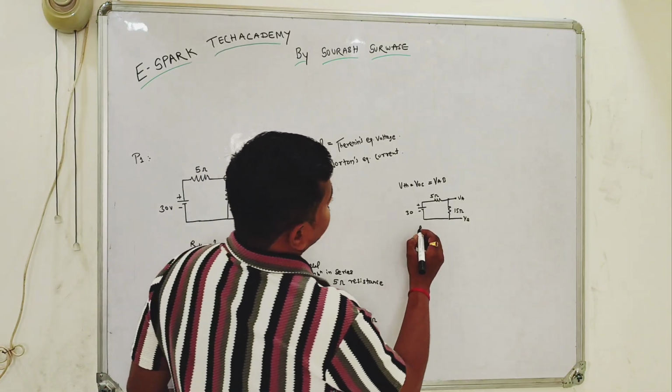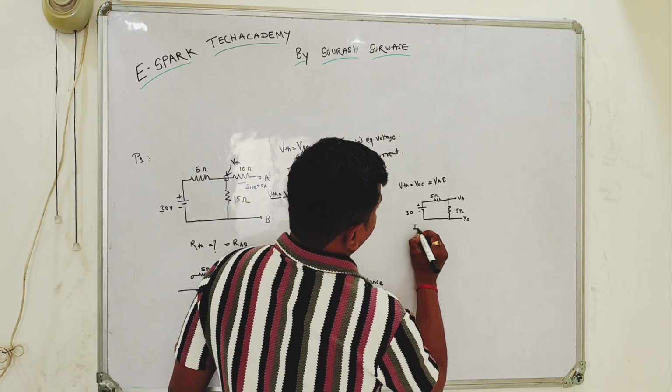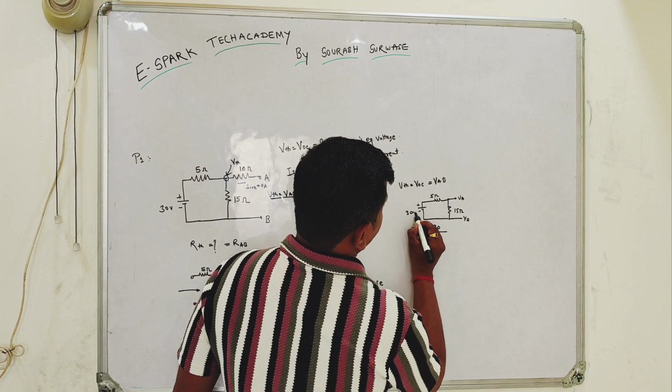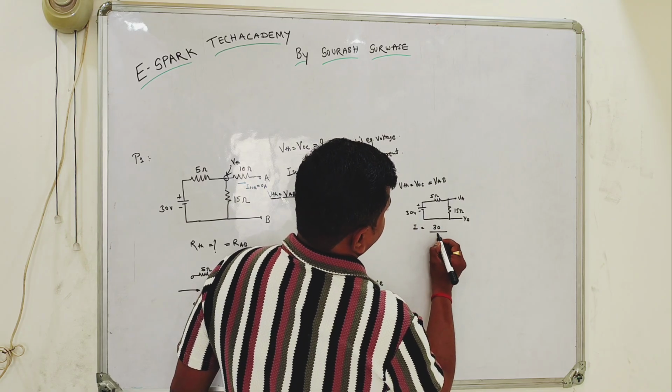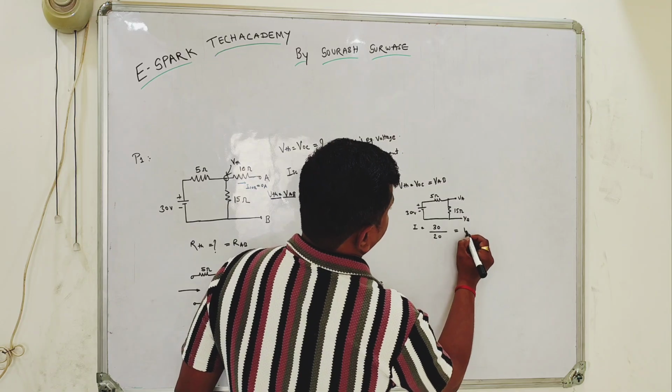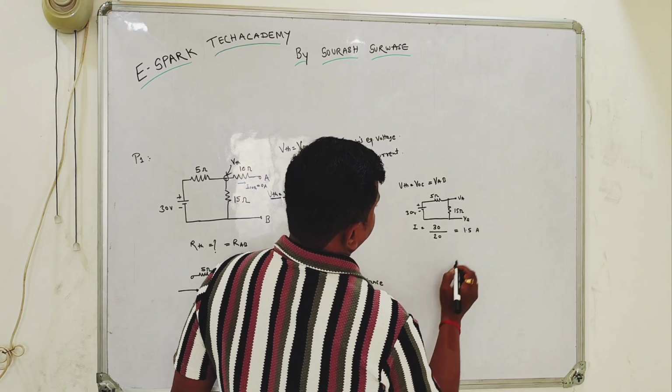Now what we will do is we will first find out the current I. I will be nothing but 30 volts divided by this series combination of 20 ohm. It will be nothing but 1.5 amperes.